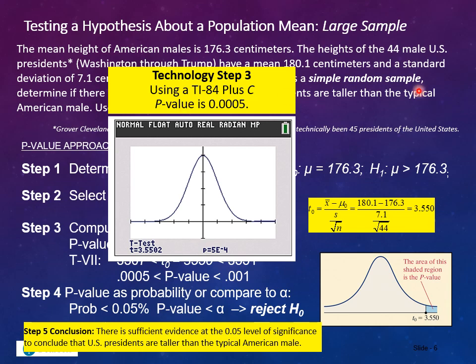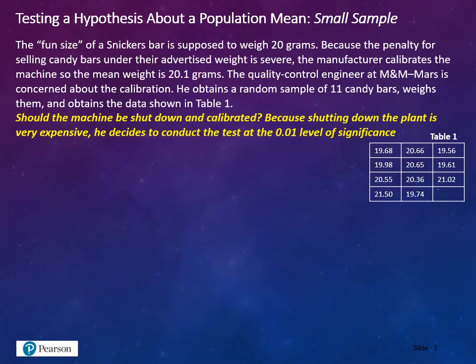This is just an image of if you had done this exercise using a TI-84 Plus. You can see the p-value is 0.0005, 5e to the negative 4, and it also gives you the test statistic 3.550. All right. So again, your calculator can be your friend, or the StatCrunch in the system. So just showing that the technology can handle a lot of these steps as well.